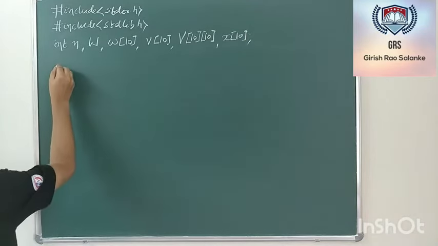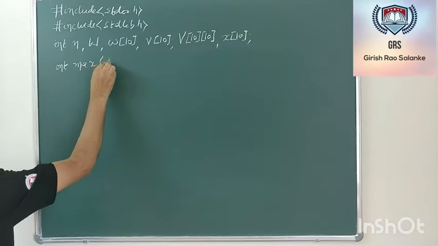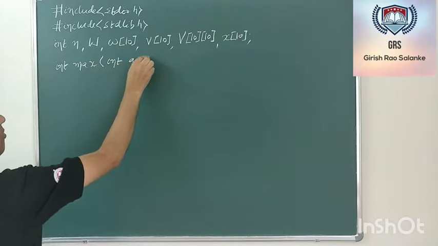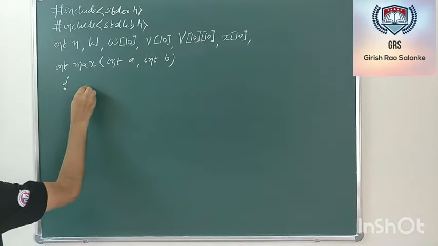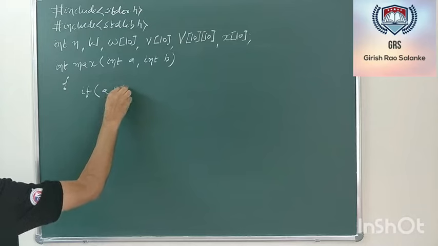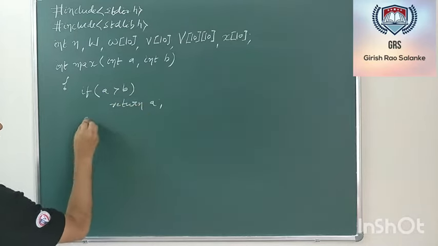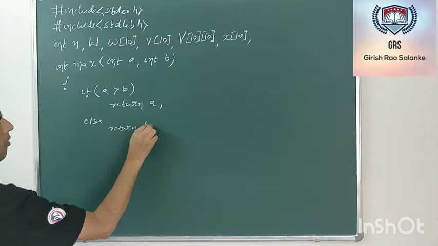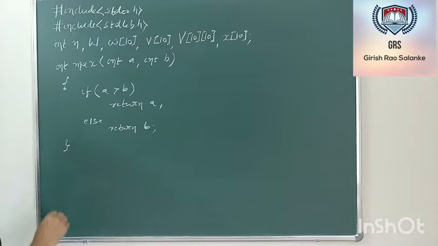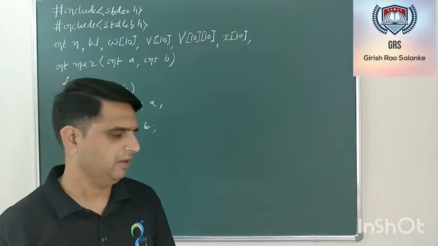First I will start with the max function. If a is greater than b, return a, else return b. Yeah, this was about the max function. Let's go for the main function.